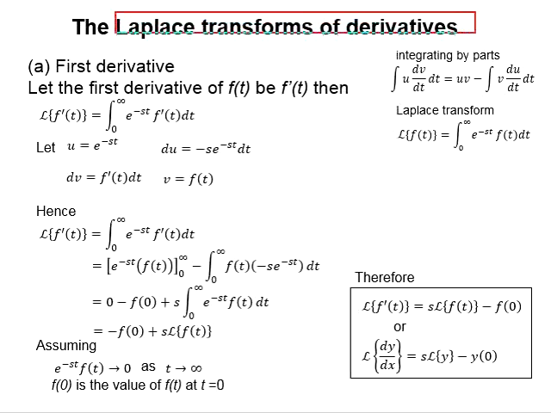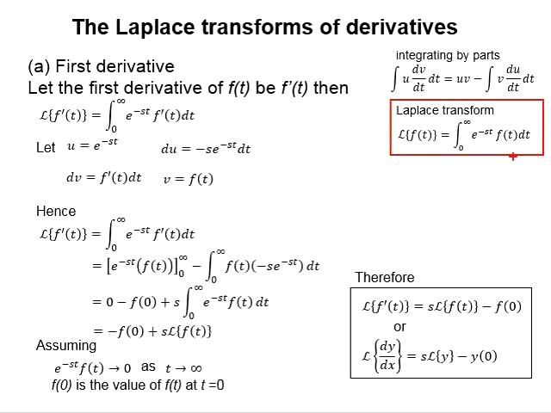Laplace transform of derivative. Given the formula of the Laplace transform is the integration of e to the power of negative st multiplied with f(t) dt. The function here can also be in terms of the derivative.